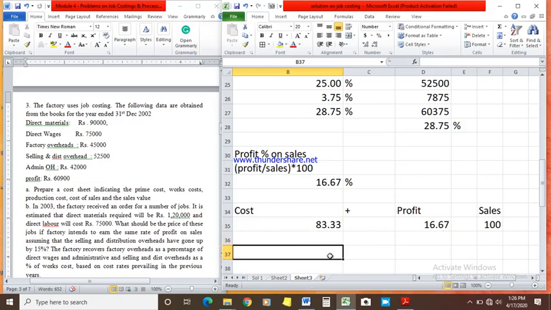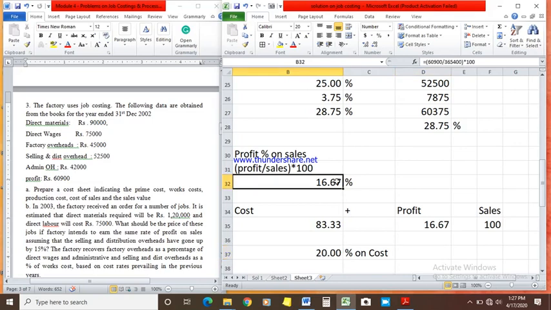Now I'll calculate how much this profit on cost is. So I'll take 16.67 divided by 83.33 into 100. This will give me 20% profit on cost. So when I'm preparing a job cost sheet for 2003, for the total cost we need to add 20% to the cost to find out the sales value.